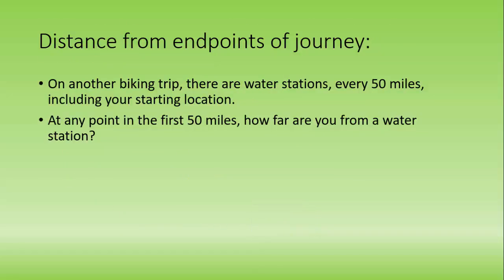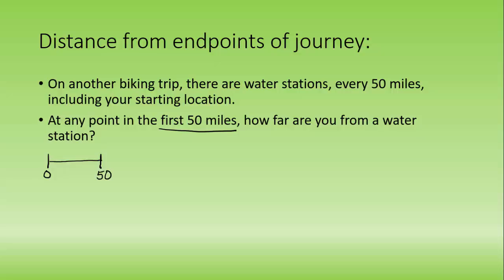Now let's find the distance between the endpoints of the journey. This is more of a two-step problem. So let's say we're on a biking trip and there's water stations every 50 miles, including the starting location. At any point in the first 50 miles, how far are you from a water station? Since we're only looking at the first 50 miles, let's just map that out. So I start at position 0, and the maximum I get to is 50.